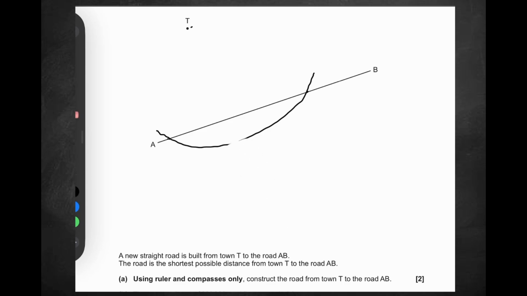Just tidy this up a bit. Something like that. And then where these 2 points cross, you're then going to draw a straight line using your ruler from T down to that point, and you will have created a straight line with a 90-degree right angle just there.